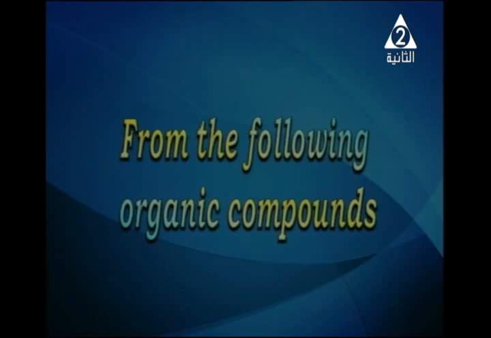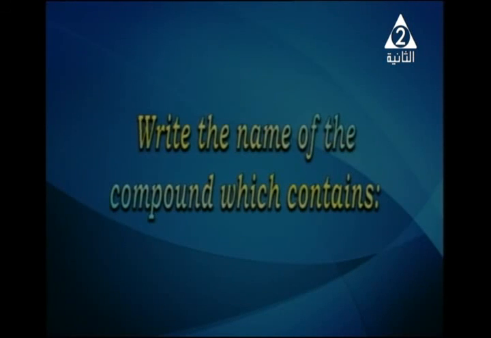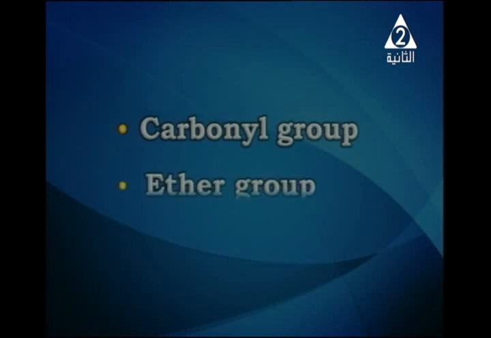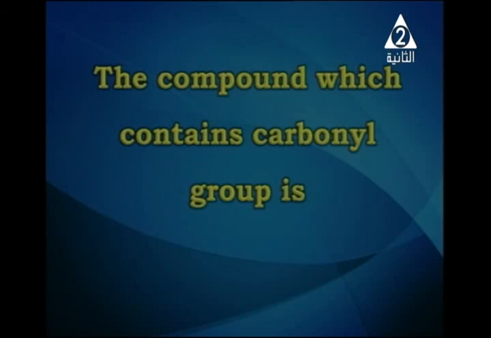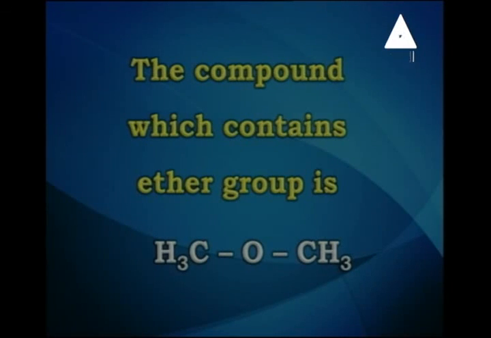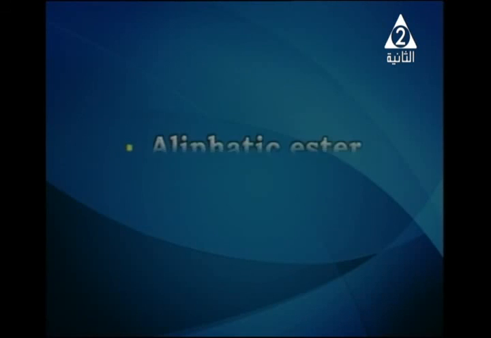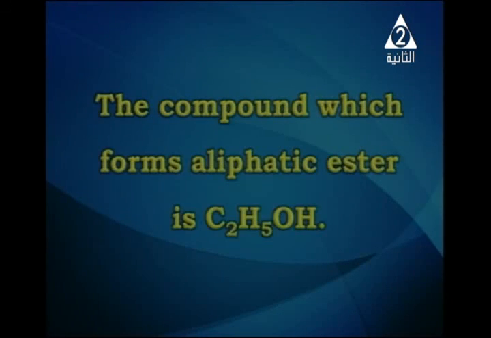Next type of question, from the following organic compounds: benzoic acid, dimethyl ether, ethanol. Write the name of the compound which contains a carbonyl group, and an ether group. The solution here, the compound which contains a carbonyl group is benzoic acid, and the compound which contains an ether group is dimethyl ether. Next type of question, what is the name of the compound which forms an aliphatic ester? The compound which forms an aliphatic ester is ethanol.